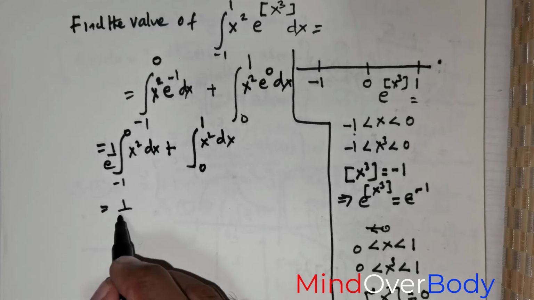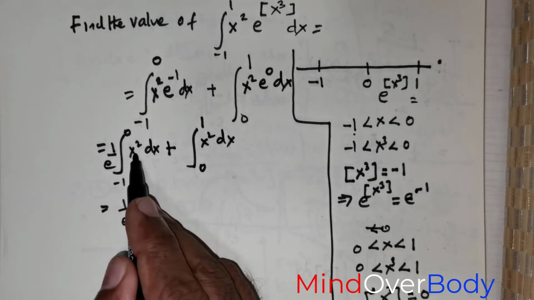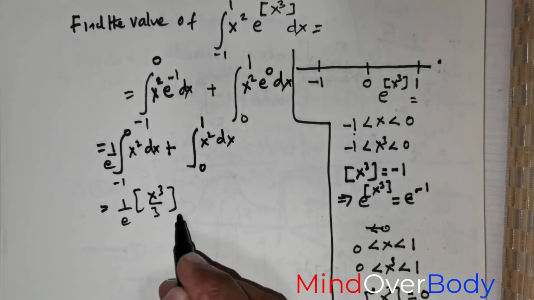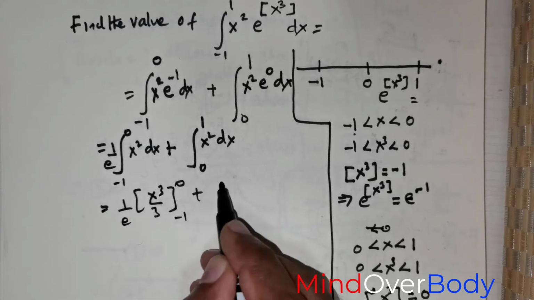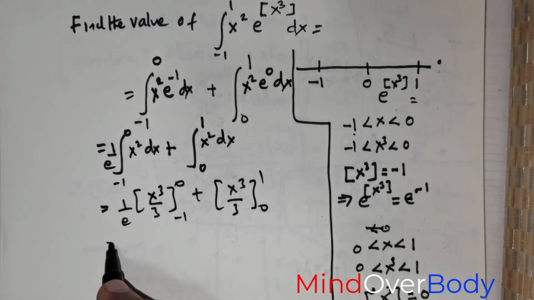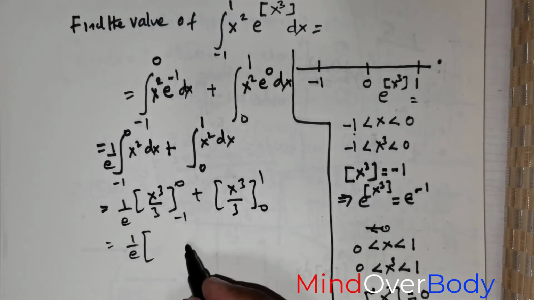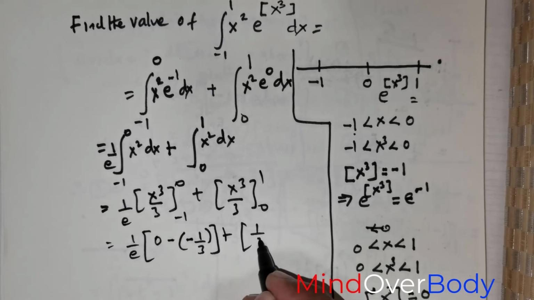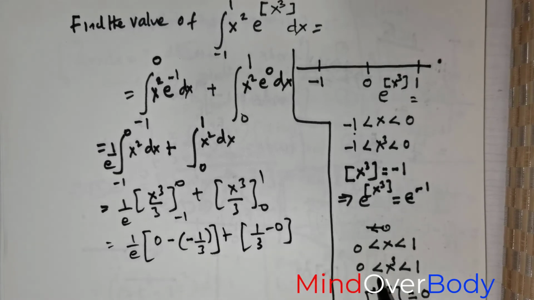This is going to give me 1 over e. Integral of x squared is going to be x to the power of 3 divided by 3. The limits are negative 1 to 0. This is going to be x to the power of 3 divided by 3. The limits are 0 to 1. If you were to apply the upper limit 0, the lower limit is going to give me negative 1 over 3. In this case, the upper limit would give me 1 over 3 followed by 0.